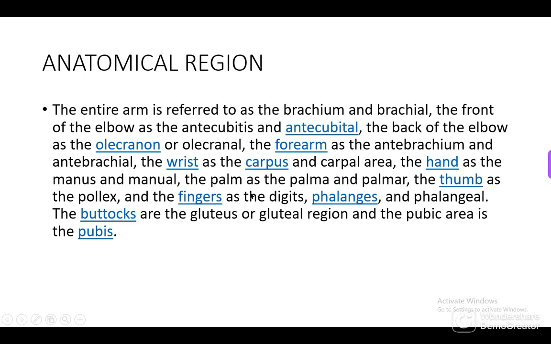The palm is the palm, and palmar, and the thumb is the pollex, and the fingers are the digits, and phalanges, the outermost part of the phalanges, and phalangeal. The buttocks are the gluteus area or gluteal region, and the pubic area is the pubis. Now these are the anatomical terminology as far as region is concerned.